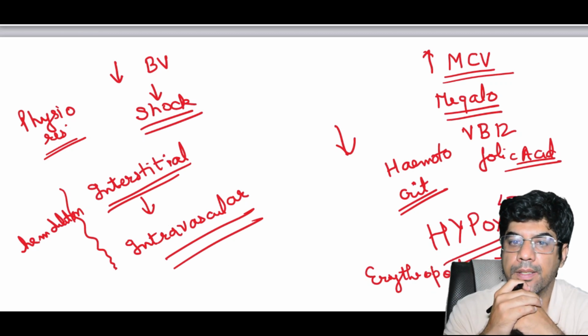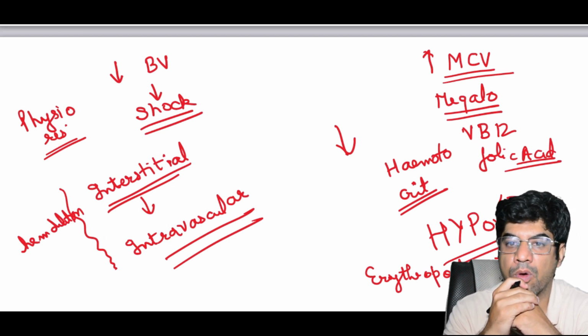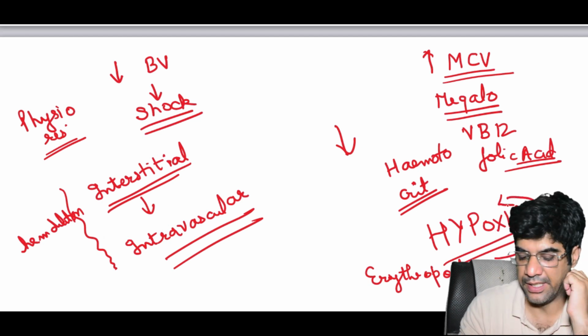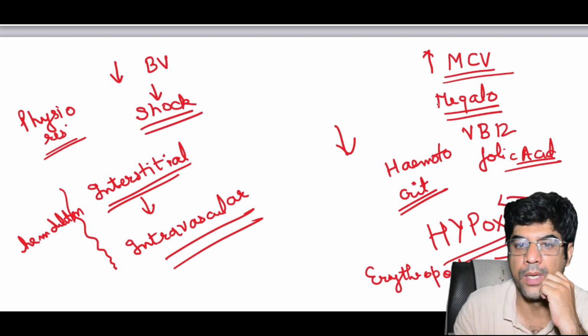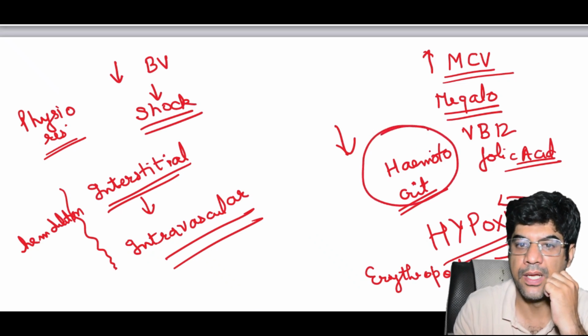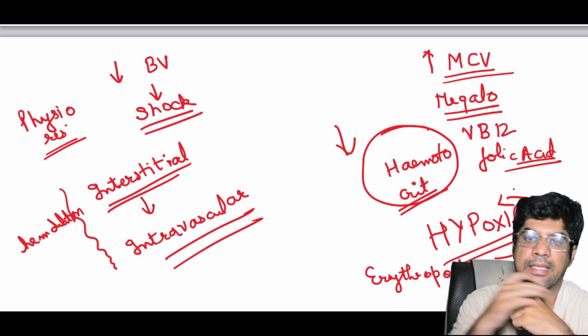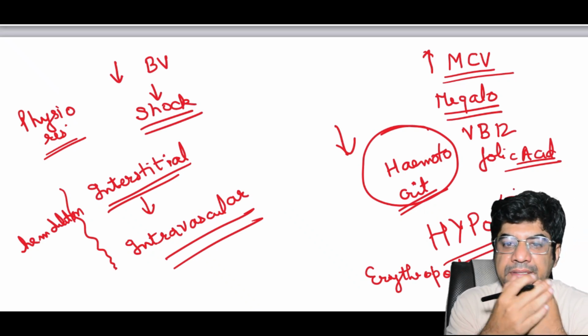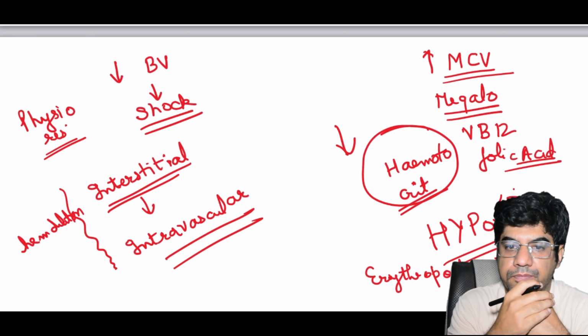So here the red blood cells are normal in size and hemoglobin content, but their number is reduced. So you would see normocytic normochromic anemia. Apart from that, there would be a lower hematocrit value and an increase in the reticulocyte count. That indicates accelerated erythropoiesis in the bone marrow.